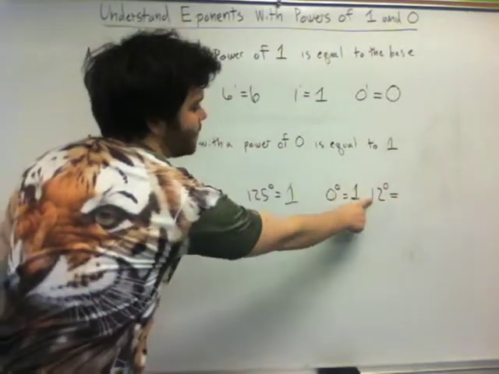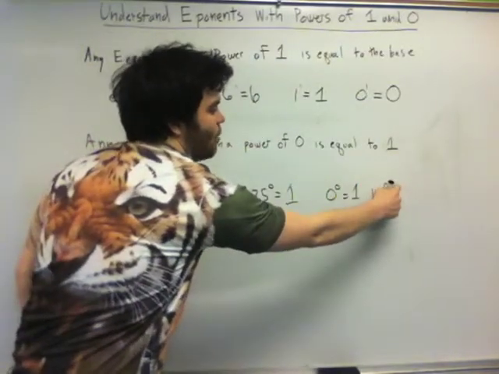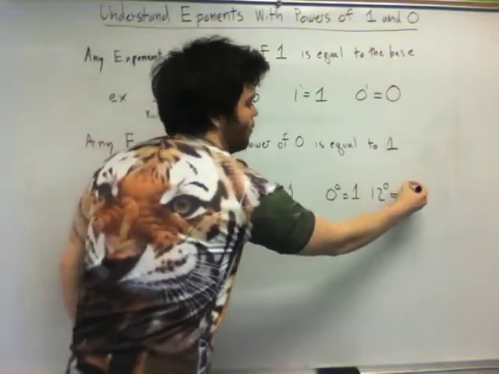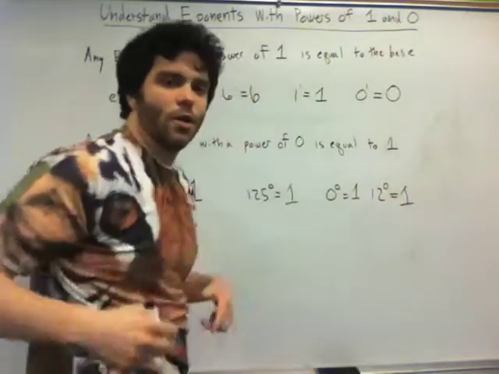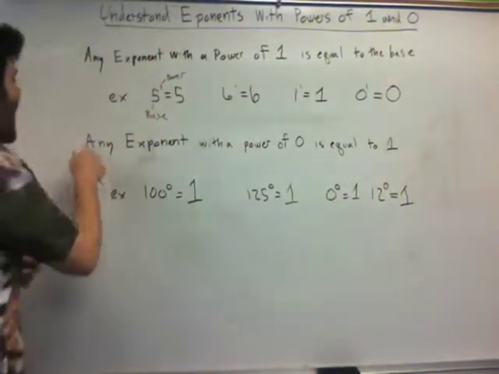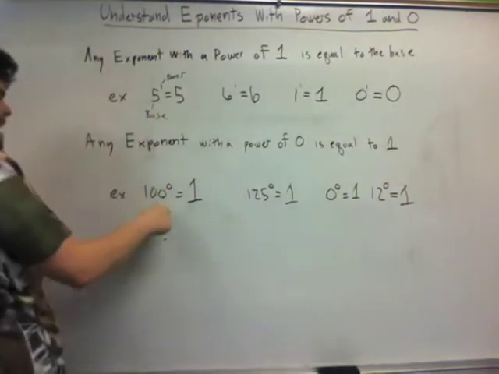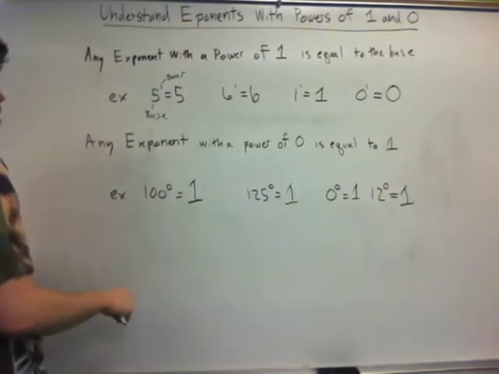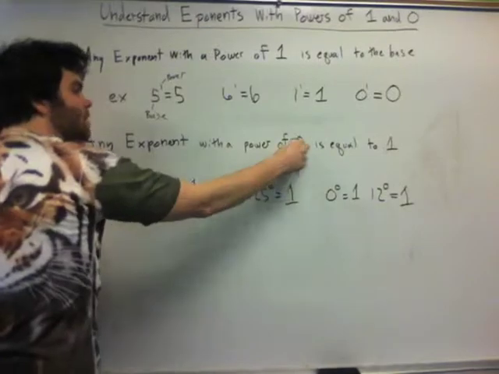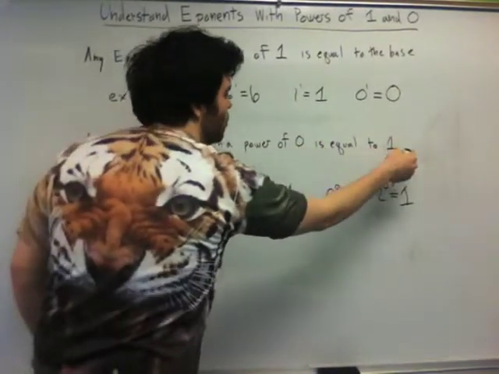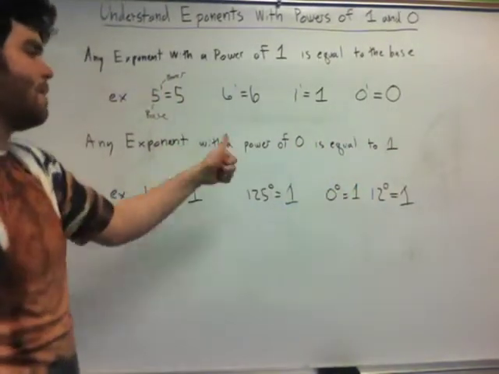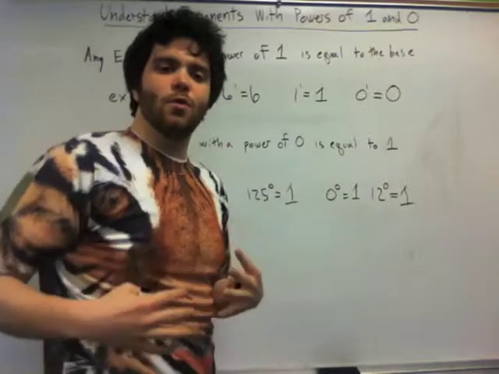It is an exponent number, and the power is equal to 0, so the whole thing has got to be equal to 1. To review, any exponent, right, any number with a base and a power, with a power of 0 is equal to 1. Any exponent with a power of 0 is equal to 1.